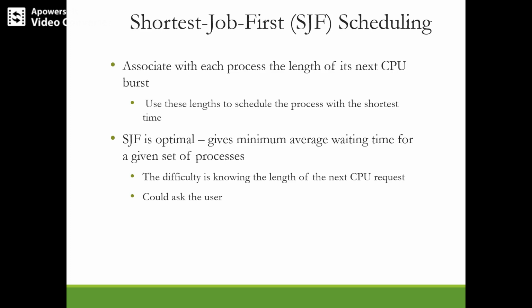There is also a preemptive version of SJF, which is called shortest remaining time next. In the preemptive version, it is going to preempt the currently executing process, whereas in the non-preemptive version of SJF, it will allow the currently running process to finish its task. So SJF is optimal and gives the minimum average waiting time for a set of processes. But the real difficulty is to know the length of the next CPU request.